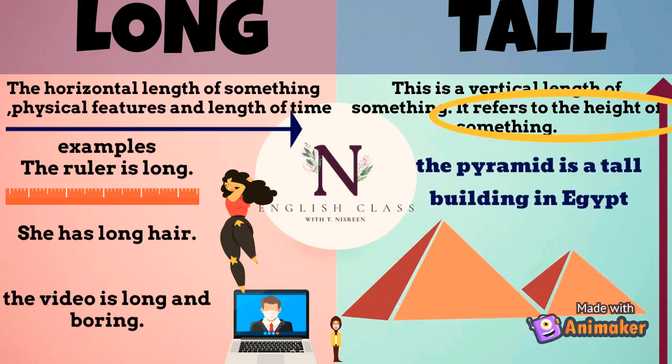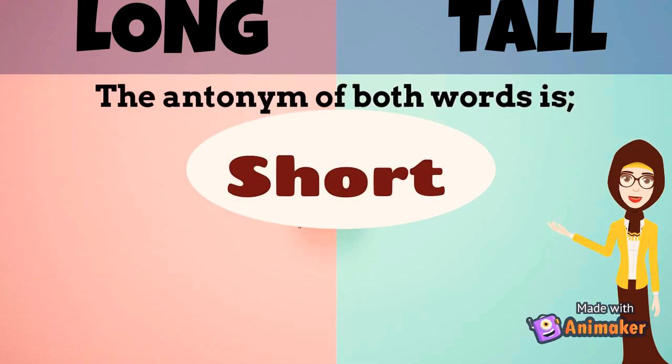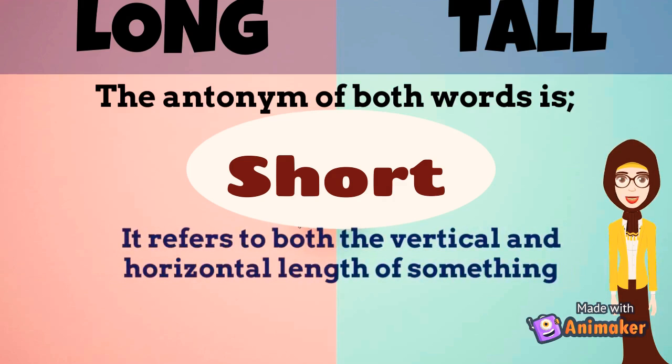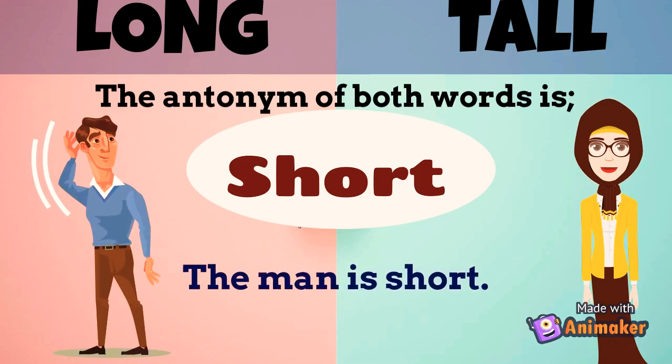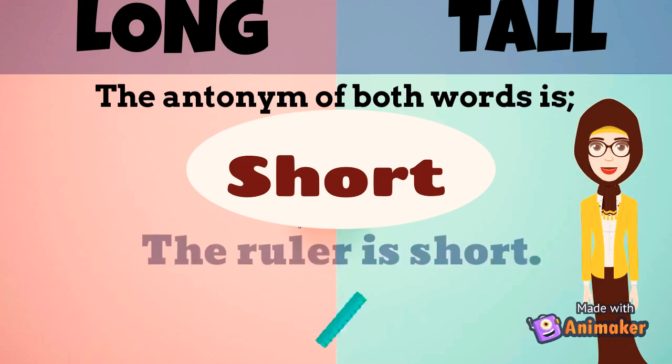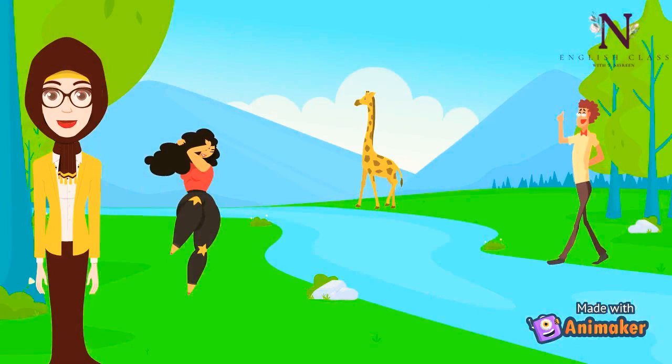The antonym or the opposite of both words is short. The opposite of tall and long is short. This often confuses students. However, short can refer to both the vertical and horizontal length of something. For example, I can say that the man is short, vertical length, and the ruler is short, horizontal length.